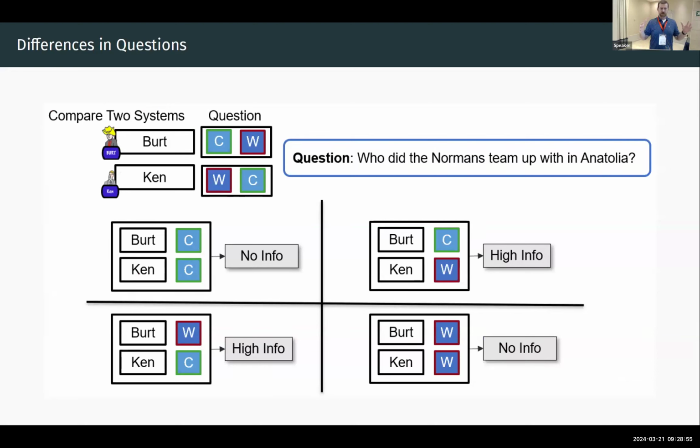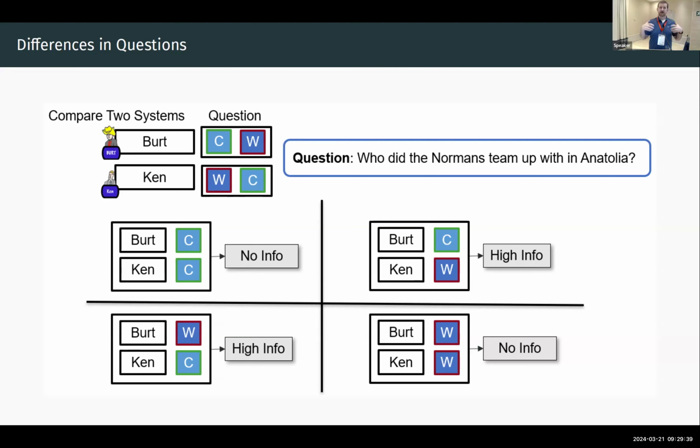So again, the high-level motivation is that questions are different, right? If you have two NLP systems answering one question, in this case, who did the Normans team up with in Anatolia? Certain answer patterns are more responsive and informative than others. If we look at the diagonal here, where both Bert and Ken answer the question correctly or incorrectly, the question itself isn't very informative for distinguishing between Bert and Ken. We want a case like the off diagonal, where one model answers the question correctly and the other answers incorrectly. That way we can see that this question is useful in separating these two models.